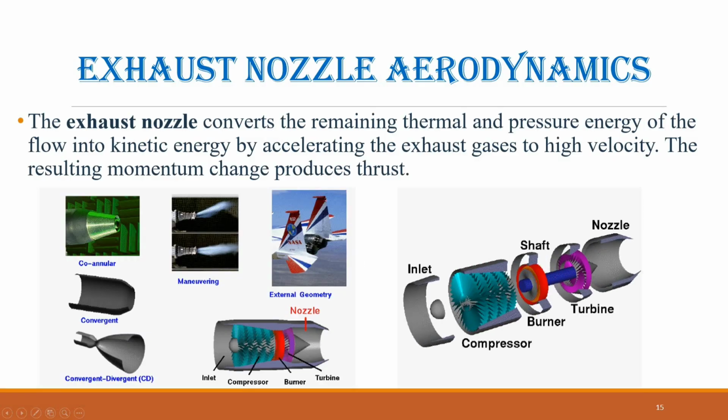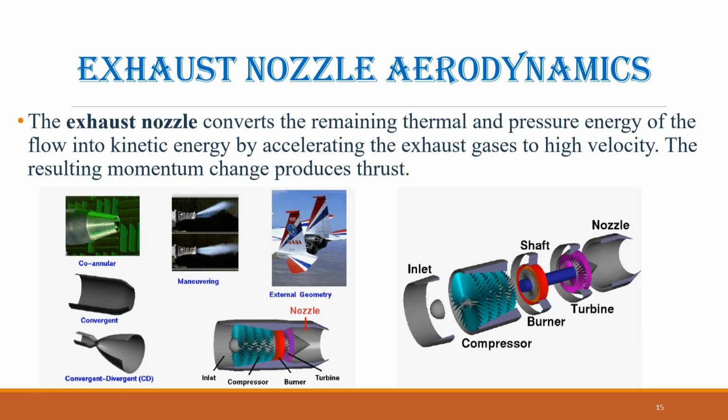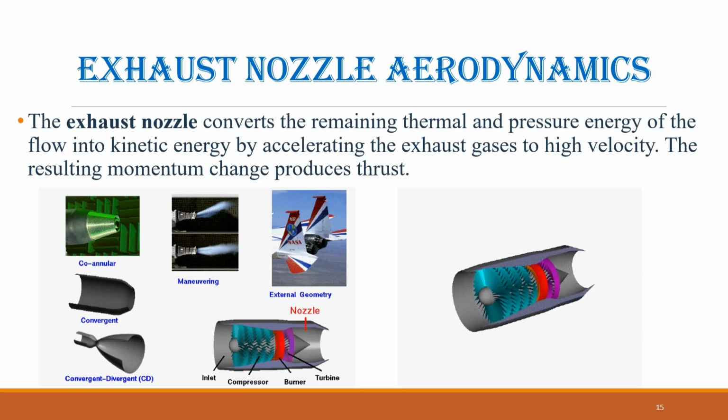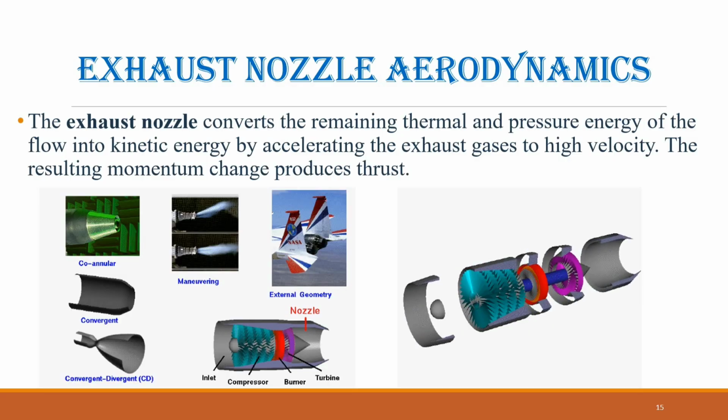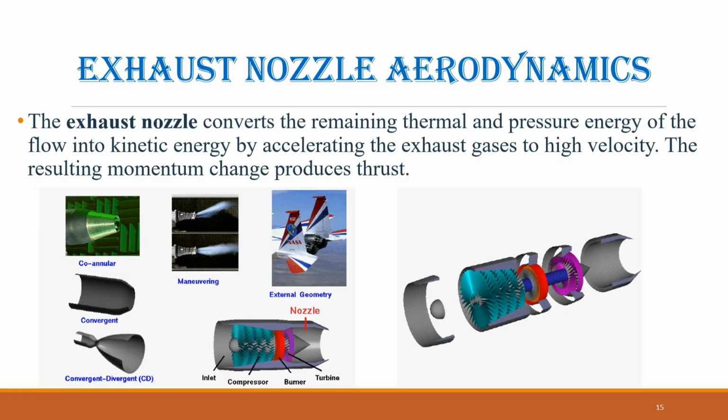Improper expansion of exhaust flow leads to thrust loss and increased noise. Aircraft such as the Concorde used variable exhaust systems to maintain optimal expansion during supersonic cruise.